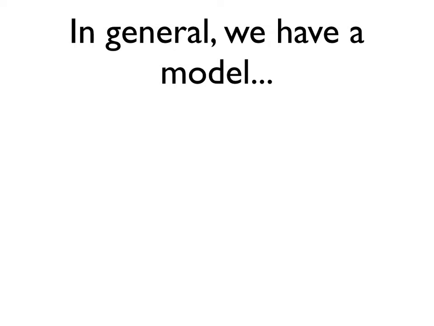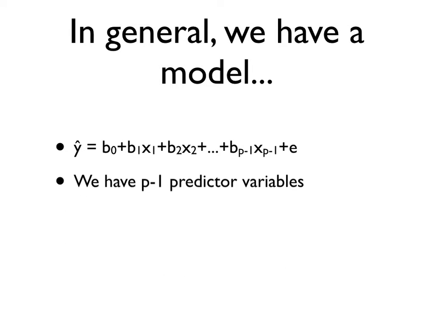In general, what we end up with is a model. We always go back to having some kind of model. So y hat equals b sub 0. Remember yesterday or 2 days ago it was a. Let's change it to b again. So b sub 0 plus b sub 1 x sub 1 plus b sub 2 x sub 2 plus dot dot dot b sub p minus 1 x sub p minus 1 plus an error term. We have p minus 1 predictor variables. We have p parameters, because there's a b sub 0 that has no x. We have p minus 1 predictor variables.